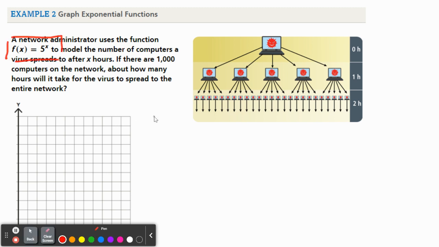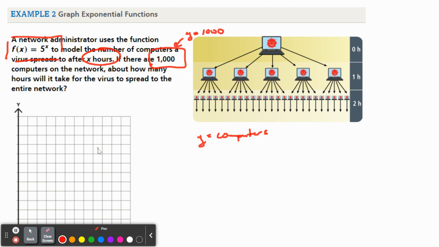f of x equals 5 to the x. So in this word problem, x is hours. So that means y is computers. So your y variable is the number of computers. So the idea here is that we have this function, and we want to know at what time will our y equal 1,000, right? So this is our y value, 1,000.